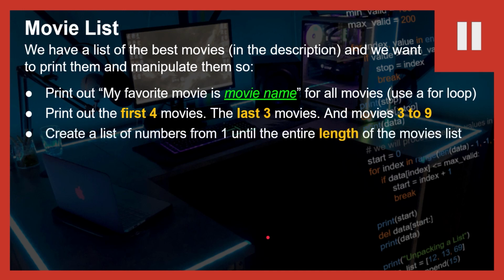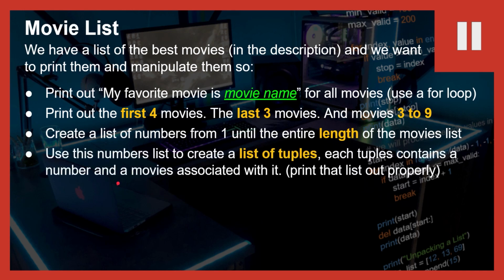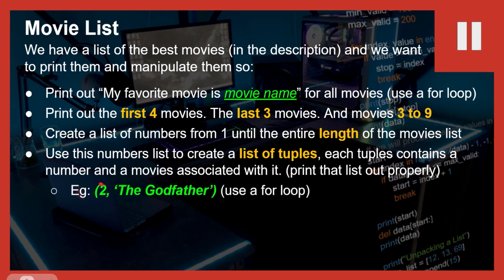You'll need to create a list of numbers from 1 until the entire length of the movies. If you don't remember how to get the length of a list, then you need to watch the first video or go do the research yourself. Use this numbers list to create a list of tuples. Each tuple contains a number and a movie associated with it, and then you'll need to print all of this out properly. So for example, you need to have 2, The Godfather, and so on and so forth.